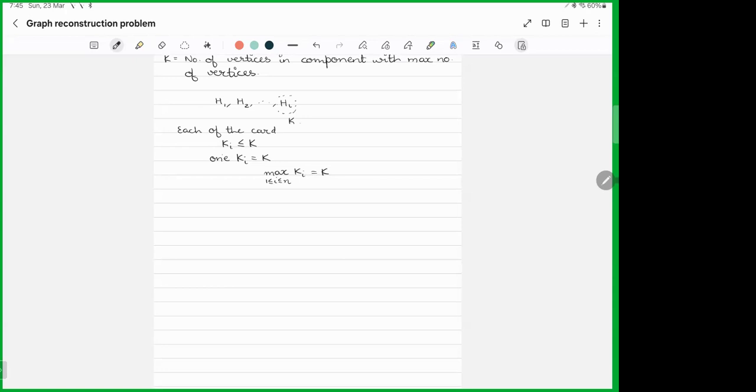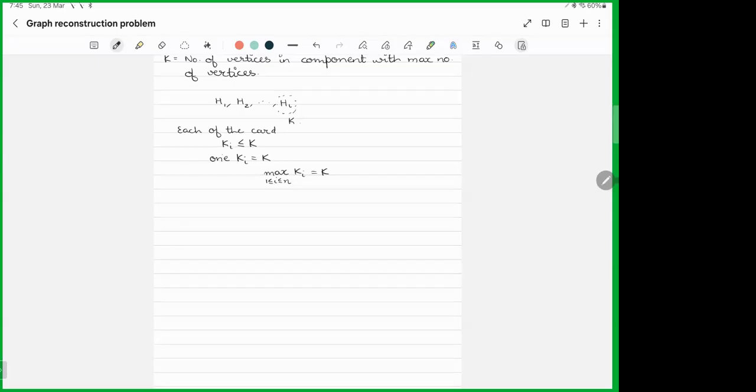In fact, don't we also know this component? We can just draw this component by itself. Since the component is represented in at least one of the cards, it's represented fully, so we know all the edges within it. So we can just draw the component directly in ours. Right. But what if there is more than one component of size k?